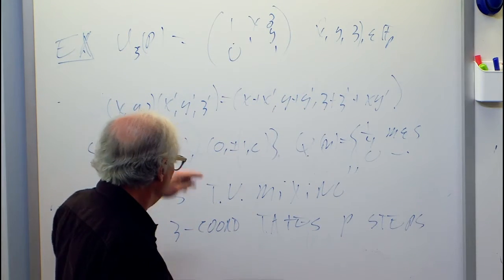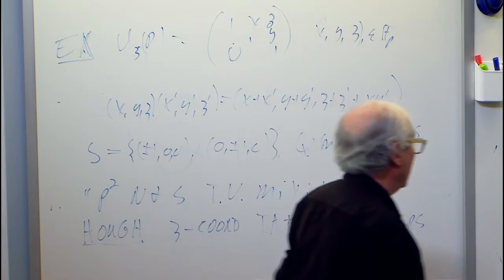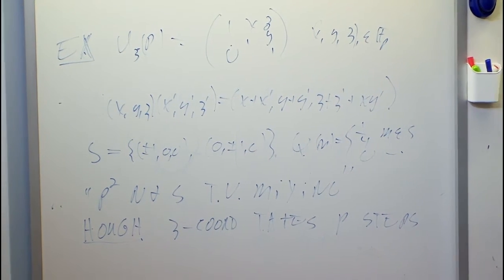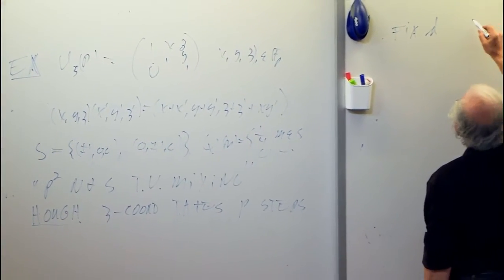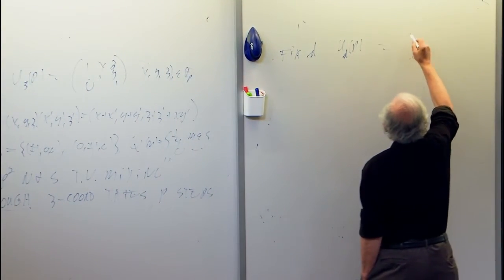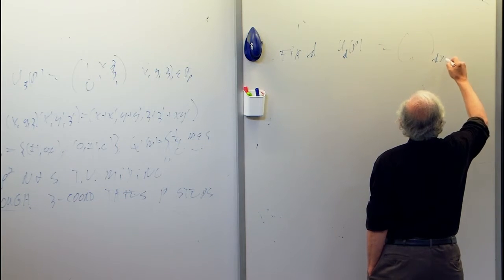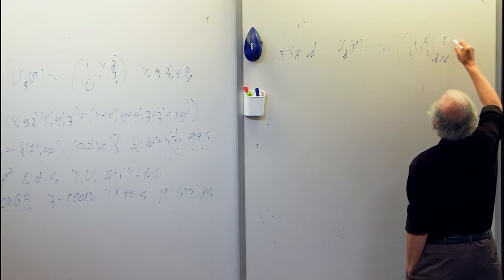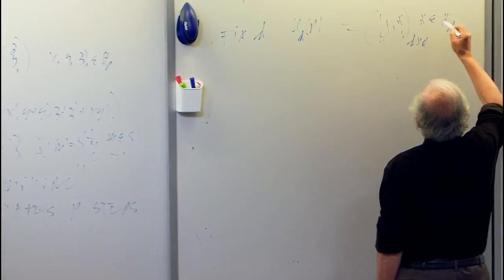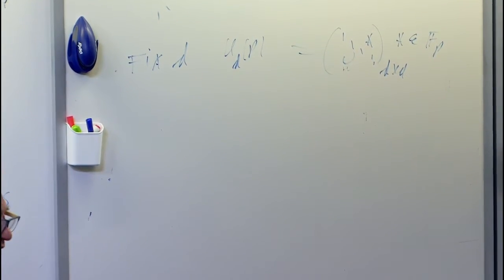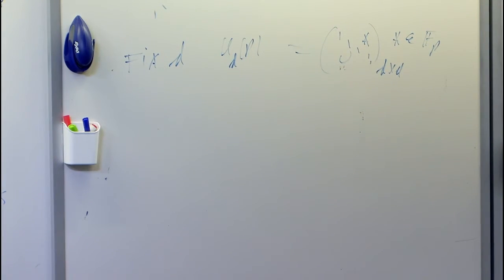Now let me do a higher dimensional version. If I fix a dimension D, say 5 or some fixed D, and I look at U_D of P, which is just D by D matrices with 1s on the diagonal, 0s below, and stars above, where star is in F_P. So it's the same walk, the same analog of the walk: pick a row at random and add or subtract it to the row above it.